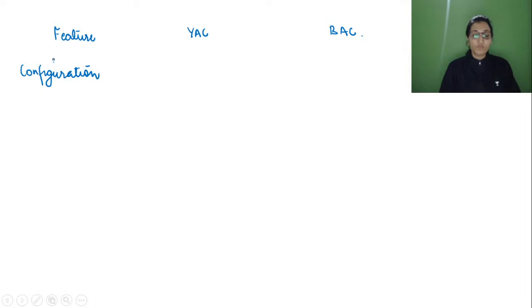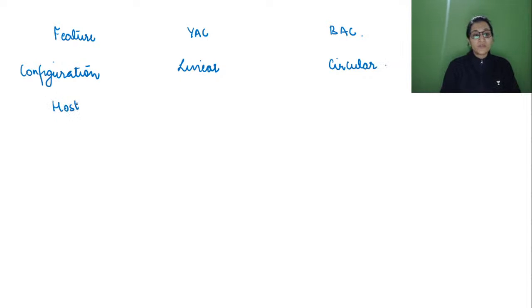Now let us do a comparison between the yeast artificial chromosomes and bacterial artificial chromosomes, right? So the first feature is configuration. In today's class, what did we read? That the yeast artificial chromosome has what type of structure? It has a linear structure, and the bacterial artificial chromosome has a circular structure.